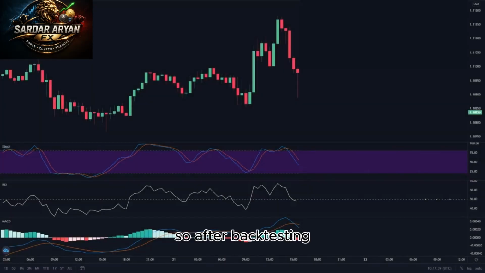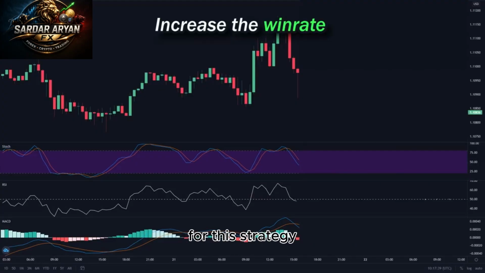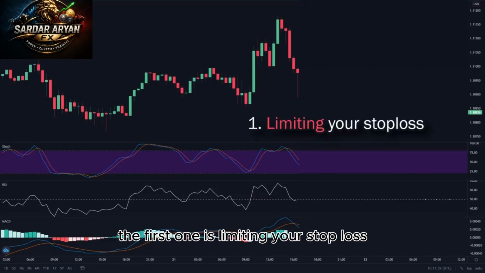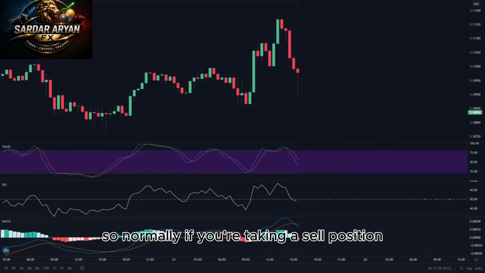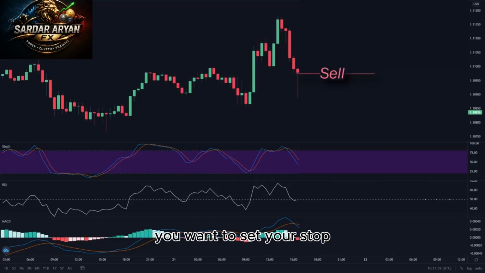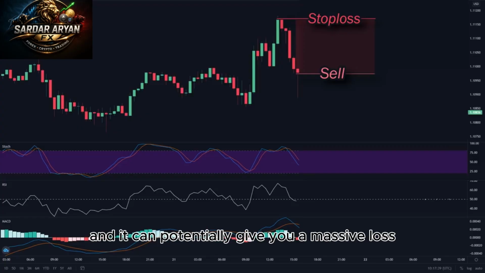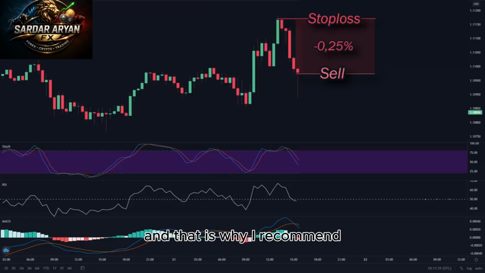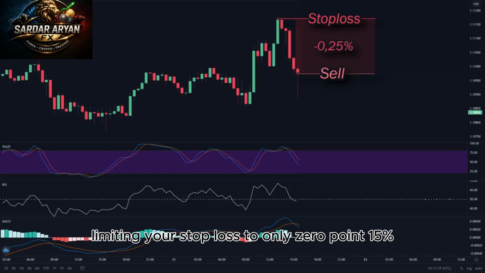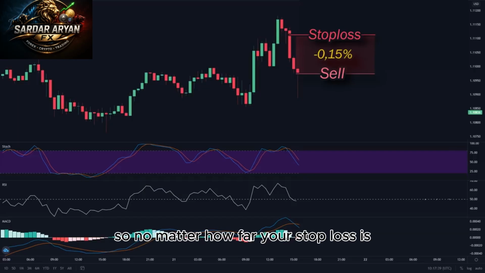So after backtesting, I discovered a couple of optimizations and changes that you can implement to further increase the win rate for this strategy. The first one is limiting your stop loss. So normally, if you're taking a sell position, you want to set your stop loss at the nearest swing high. However, in this particular trade, you can see that the swing high is too far away from the price. Therefore, your risk will be too large, and it can potentially give you a massive loss. And that is why I recommend limiting your stop loss to only 0.15%. So no matter how far your stop loss is, your loss will never exceed 0.15%.